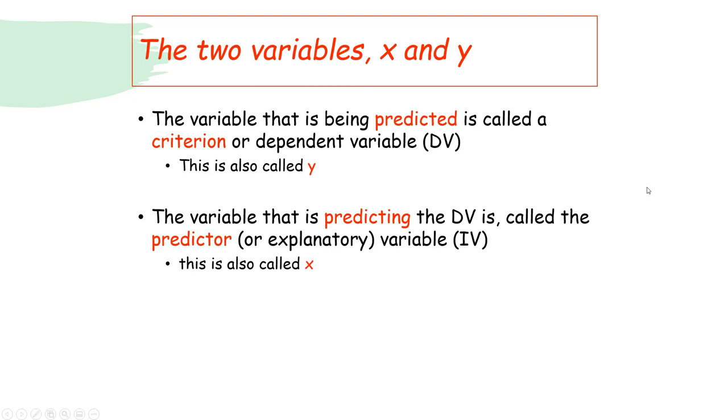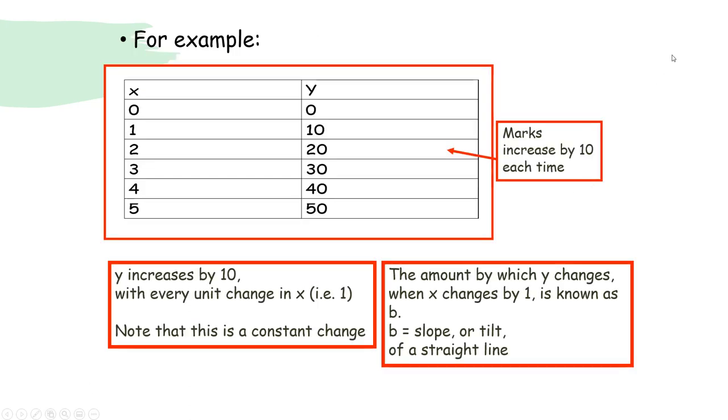The two variables, x and y. The variable that is predicted is called the criterion or the dependent variable. So it's always on the y-axis. The variable that is predicting the DV is the predictor, the IV, that's the independent variable. IV is always independent variable. DV is your dependent variable. So your predictor is always on the x, and your criterion or your predicted is always on the y-axis, the vertical axis of your graph. Now, when you enter this into SPSS, you simply have two columns: your predictor variable here with a set of numbers, and your predicted in another column.